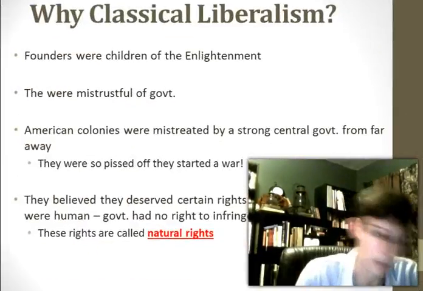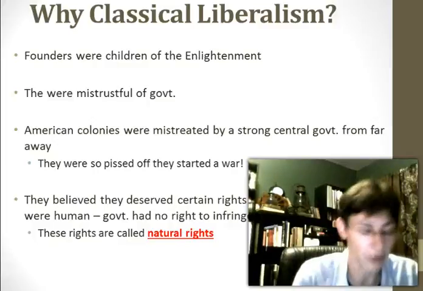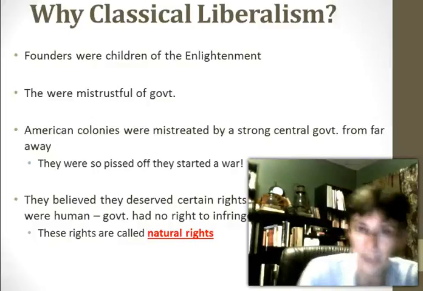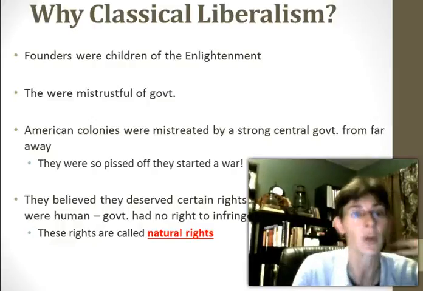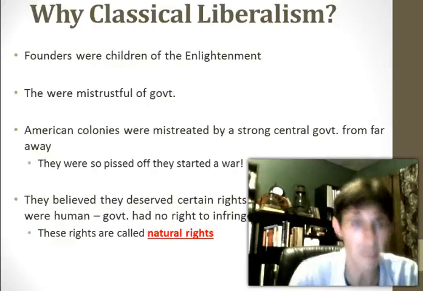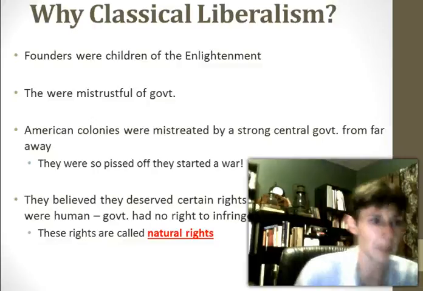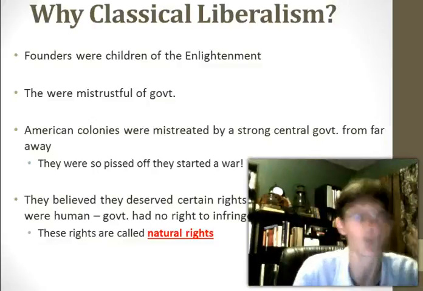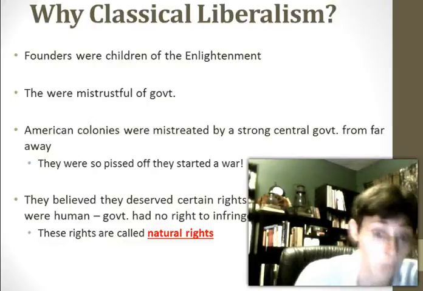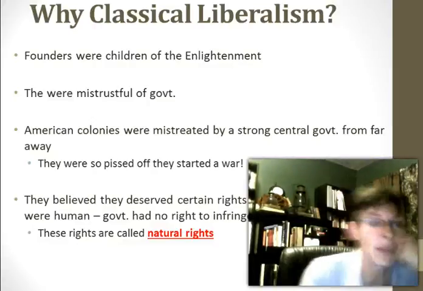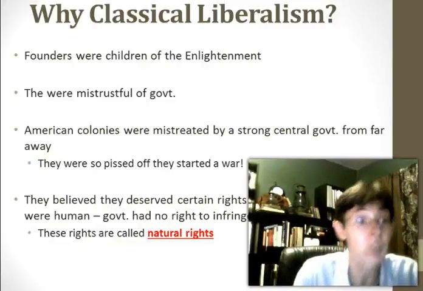So what is classical liberalism? Let's do a little bit of review here, because I want to make sure we're all on the same page. We need to remember that our founders were children of the Enlightenment. They were very mistrustful of government. I mean, after all, they were massively beaten about the head by a strong central monarchy from very far away. So they were pretty ticked off. So they started a war. Luckily, we won.